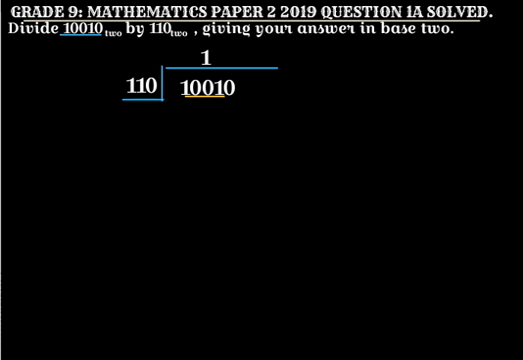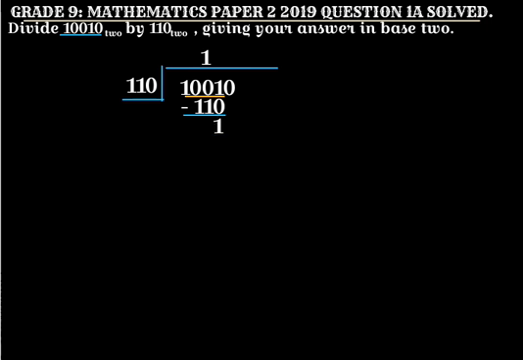So 1 times 110 will give us 110. Then we are going to subtract that. We are going to subtract 110 from 1001. Now let's start subtracting. We always start from the right going to the left. So we start with 1 minus 0, which will give us 1.